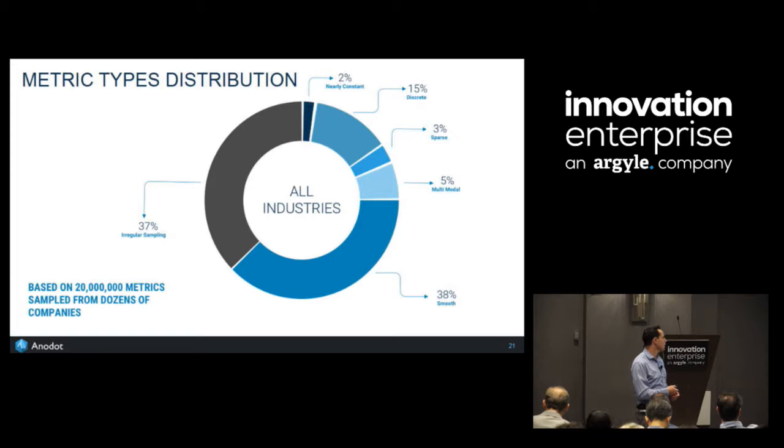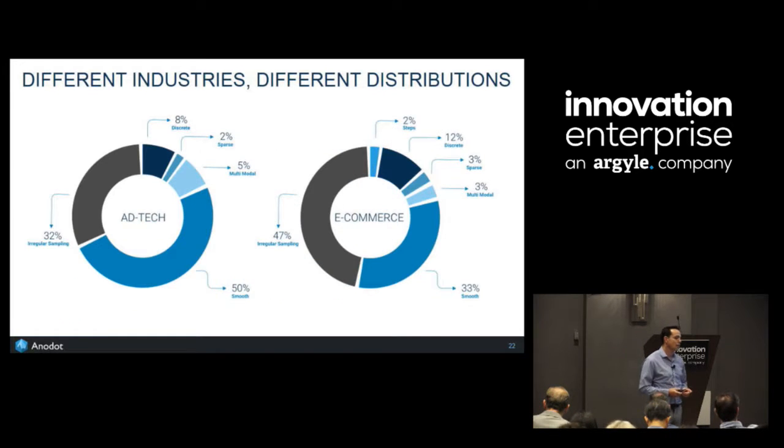We even went one level lower and did this analysis per industry, looking at edtech and e-commerce, and we found something interesting. In the e-commerce space, we have much more irregular sampling. Our explanation was that e-commerce is much more based on human behavior, with people entering the website and exiting, so it's much more irregular than in the edtech industry, which is much more based on machines.